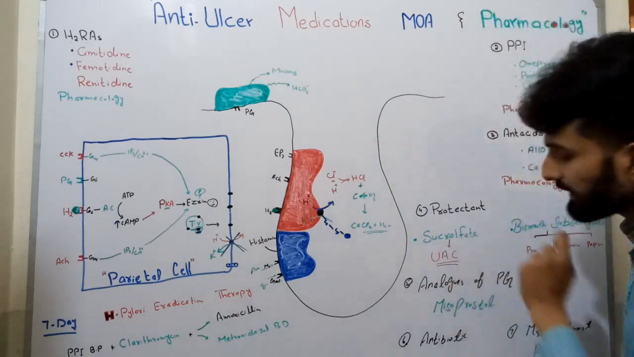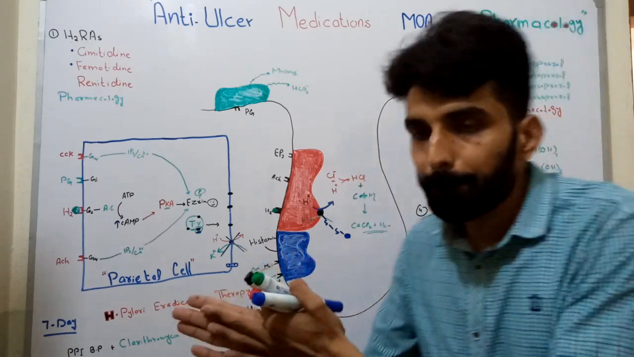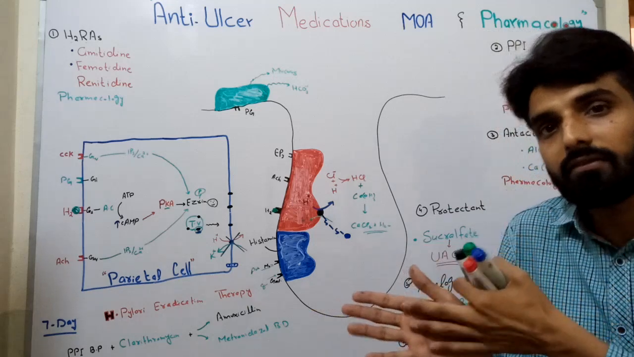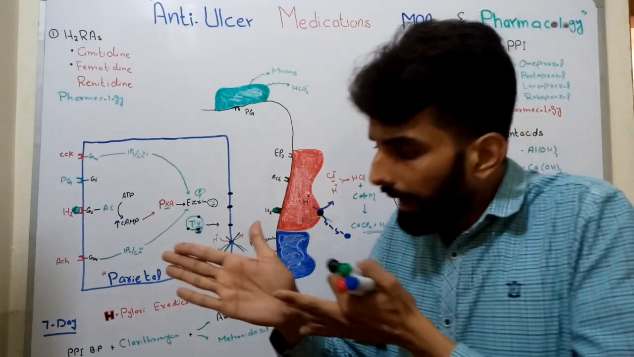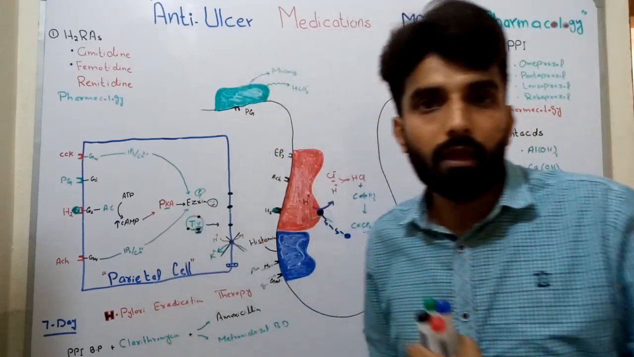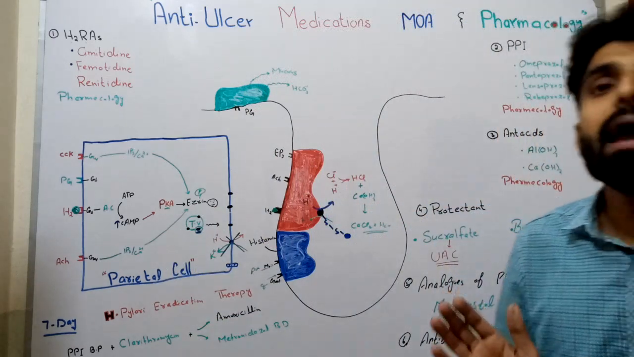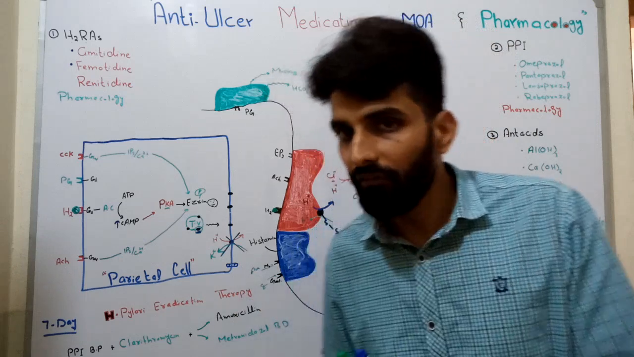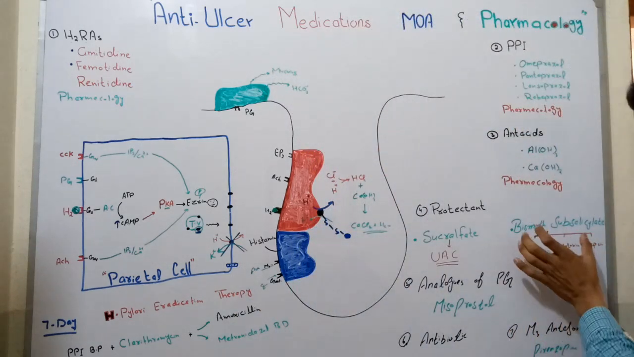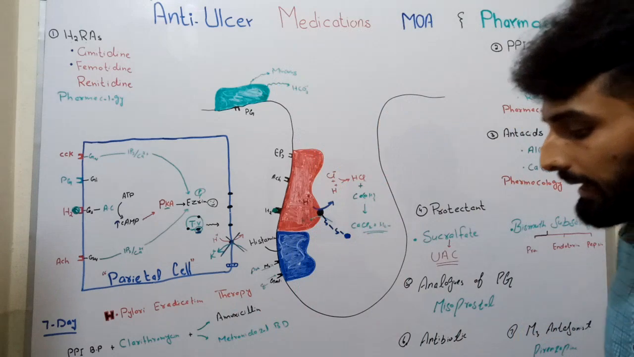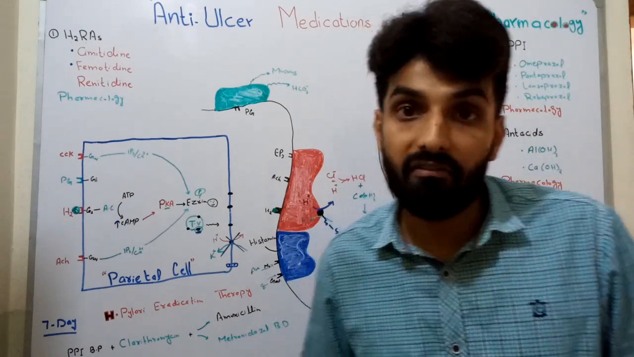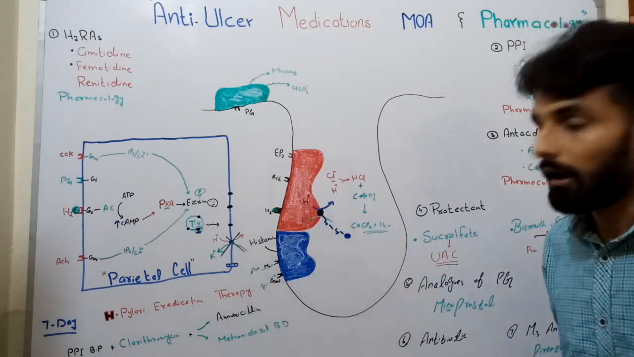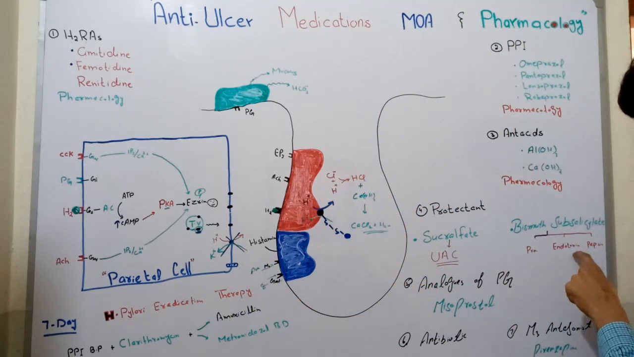Now this sucralfate will bind, it will attach with the proteins that are present in the exudate, and it will make a protective coating. It will help in the healing of ulcer. Now bismuth subsalicylate also has a protective effect, so it means it will make a protective layer on the ulcer.